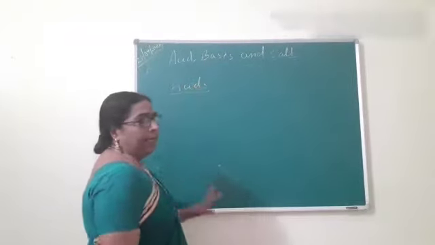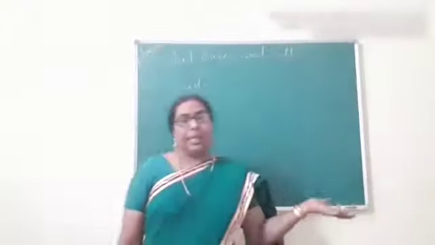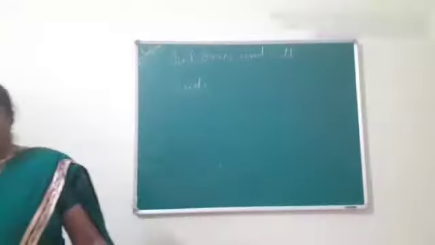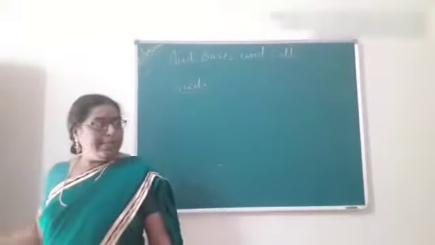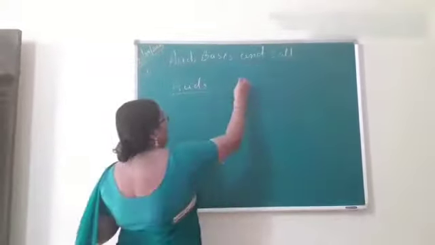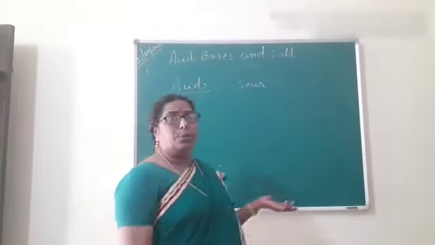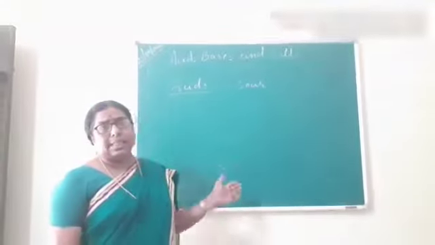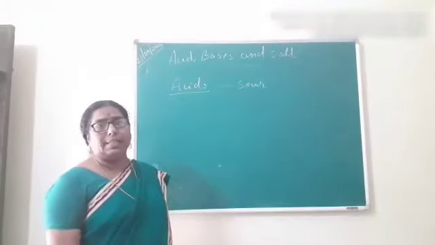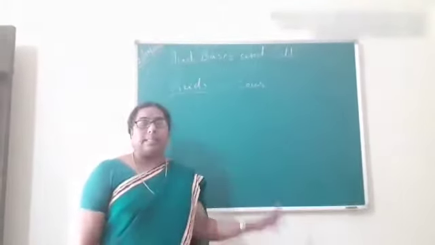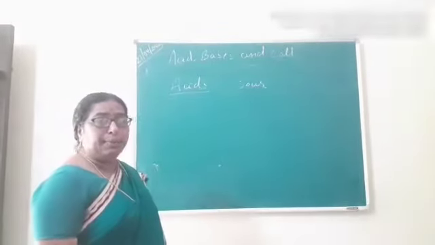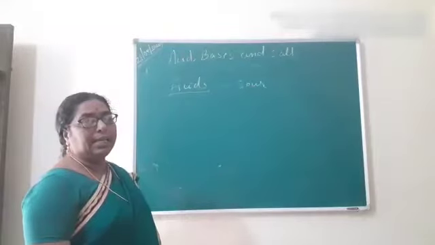If you just consider citrus fruits, they generally contain acids and they possess a sour taste. Or if you consider tamarind, it also contains acid, or tomatoes or curd. In all these cases, we can see the presence of acids and they all possess a sour taste. But are we able to define acids by that term?